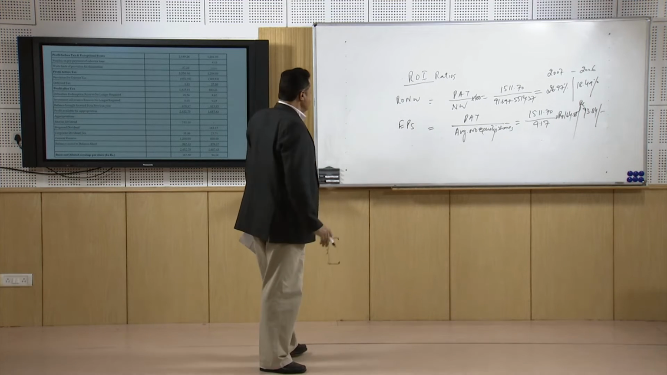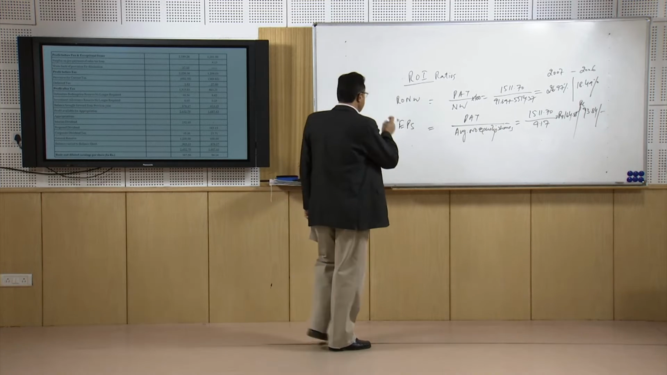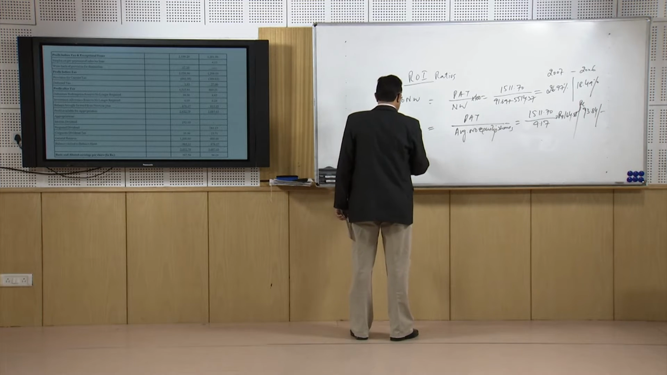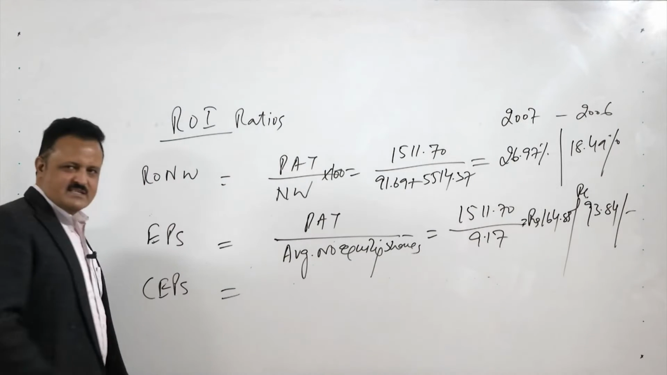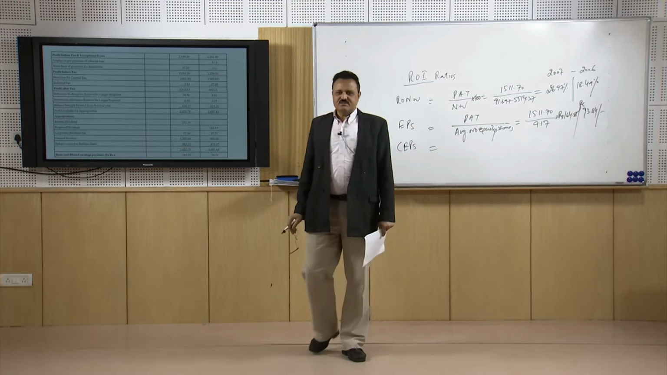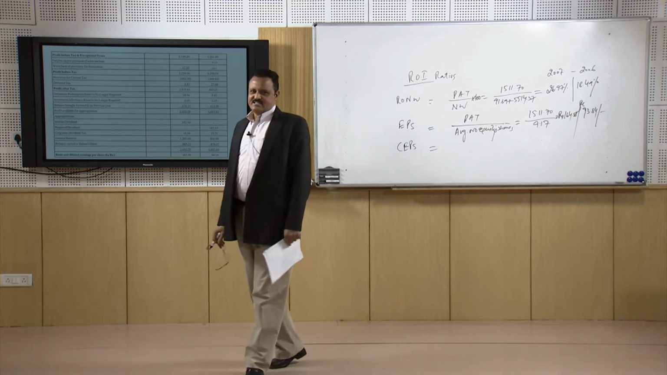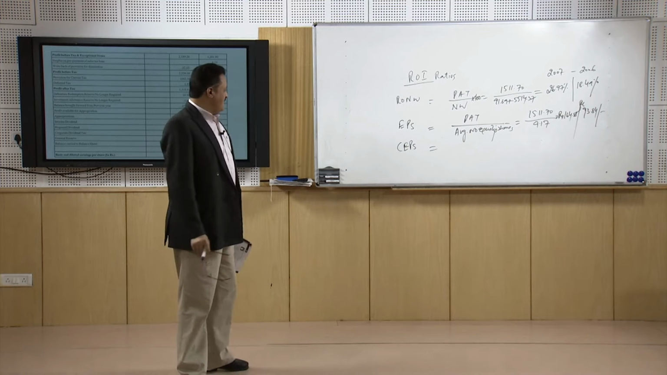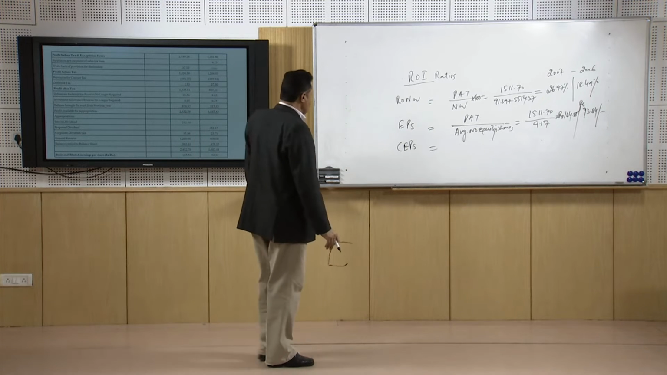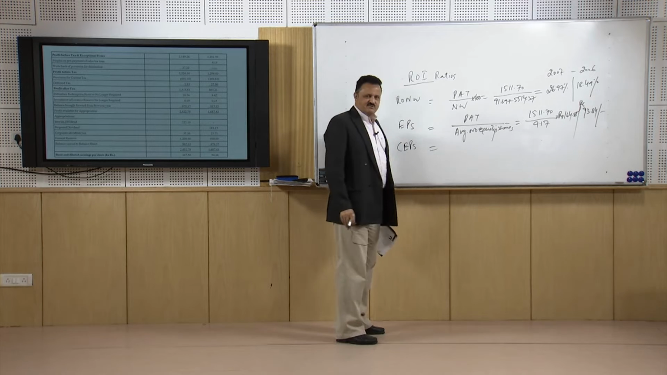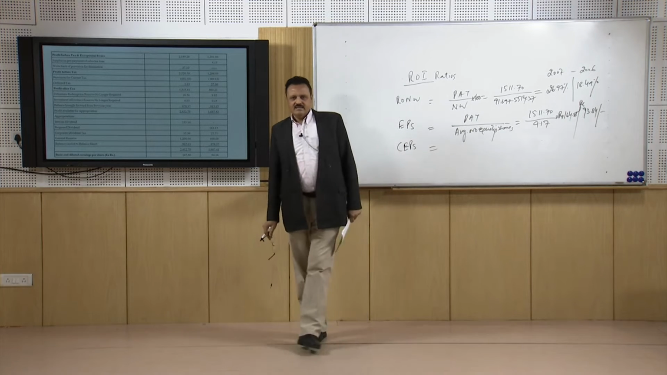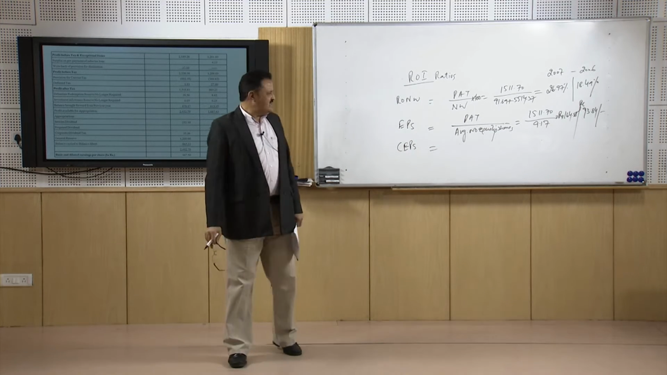This is the second indicator, and the third ratio is cash earning per share. Again I would like to discuss with you the difference between the two ratios, earning per share and cash earning per share. In my previous lecture also I told you that there are two ratios: earning per share, which is calculated with the help of PAT, and then we calculate the cash earning per share.